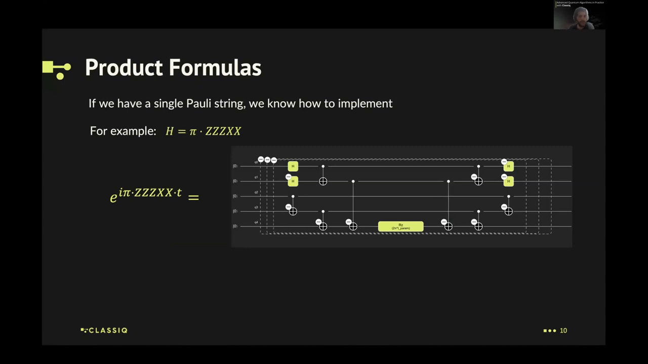Now, if my Hamiltonian is just a single Pauli string, for example, let's say my Hamiltonian is pi times ZZZXX, then there is an exact, gate-level implementation of its Hamiltonian simulation. This is how it looks. You can see that it is composed of CX gates and an RZ gate, which is parameterized by the time. So this is a parameterized evolution, and you have the H gates, which are actually related to the X. Okay, so this is exact. We know how to implement this as a quantum program.